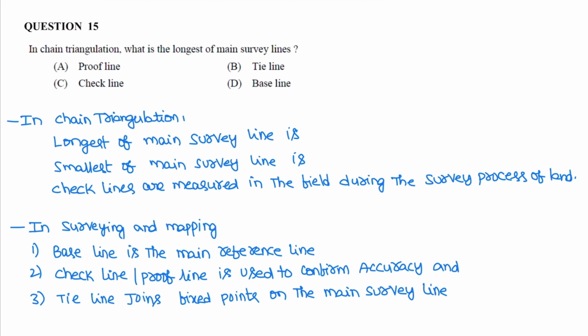In chain triangulation, what is the longest main survey line? In chain triangulation, the longest of main survey line is baseline. The smallest of main survey line is tie line, and check lines are measured in the field during the survey process of land. In surveying and mapping, baseline is the main reference line, and check line or proof line is used to confirm the accuracy, and tie line joins the fixed points on main survey line. So the correct option is D, baseline.